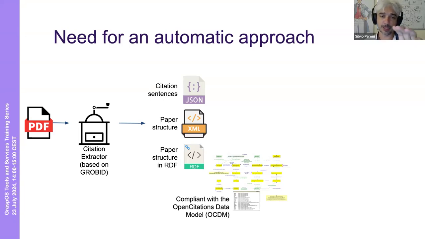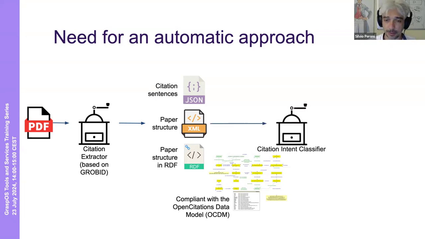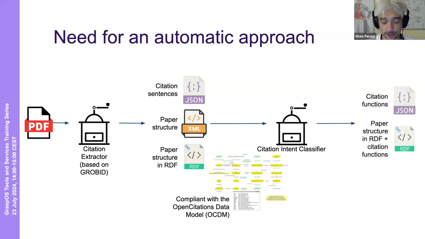Starting from this output, and in particular the citation sentences, the JSON file and the RDF file become the input of the citation intent classifier, that takes every single citation sentence and tries to mark each citation with a specific citation function or citation intent. This tool provides you a new JSON with the citation functions/intents specified. Function and intents are synonymous in this context.